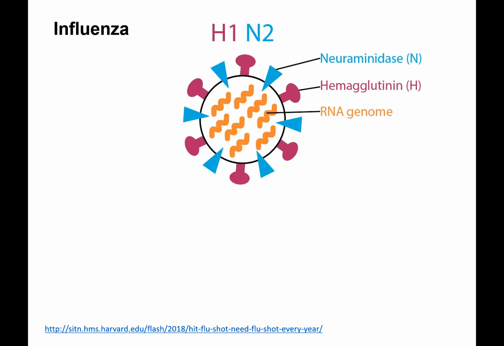First of all, you're going to see lots of H1N-something names. This is how influenza is named, and it tells you which hemagglutinin and which neuraminidase gene the virus has. Hemagglutinin and neuraminidase, as you can see, are the spikes on the outside of this enveloped virus.